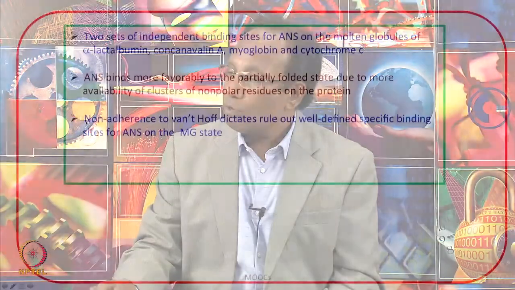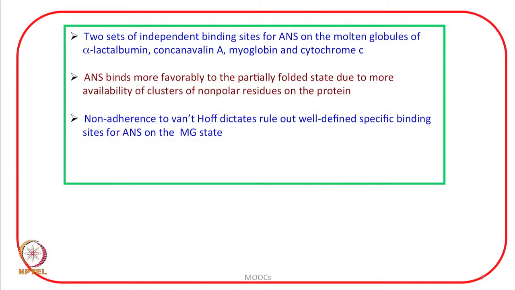Now, once you have the equilibrium constant or binding constant as a function of temperature, in the example that I just showed, I showed the data on binding of ANS with the molten globule state of alpha lactalbumin at different temperatures. Once you have the value of K as a function of temperature, I can get Van 't Hoff enthalpy.